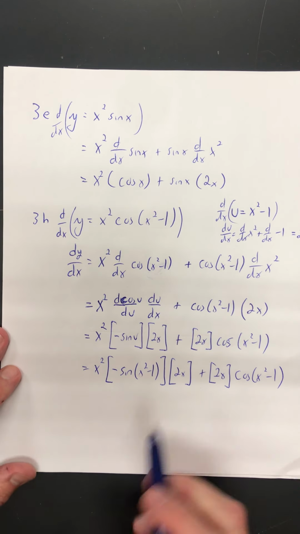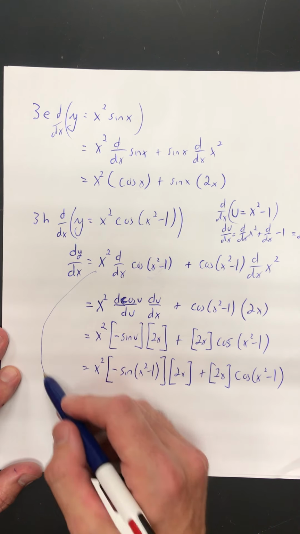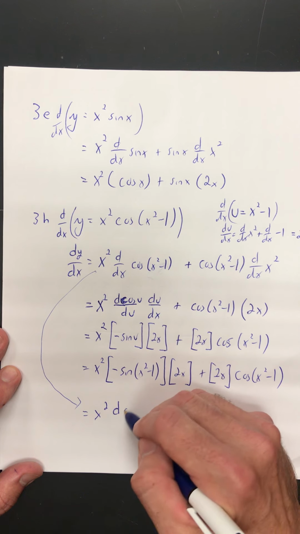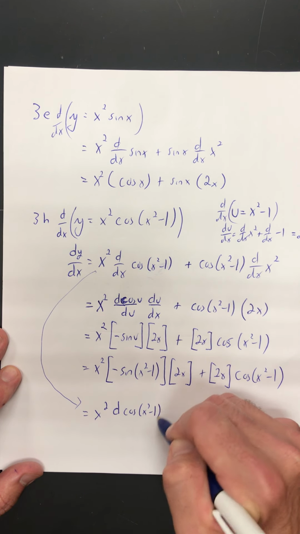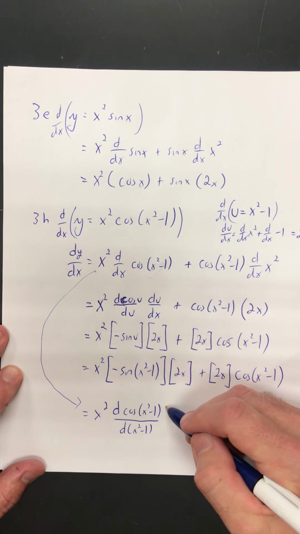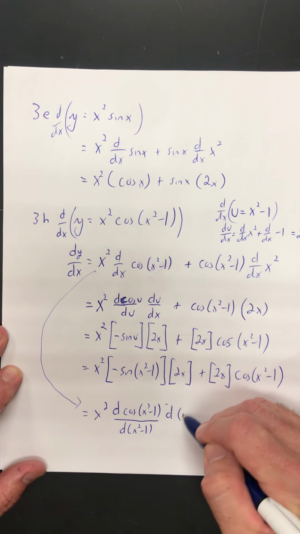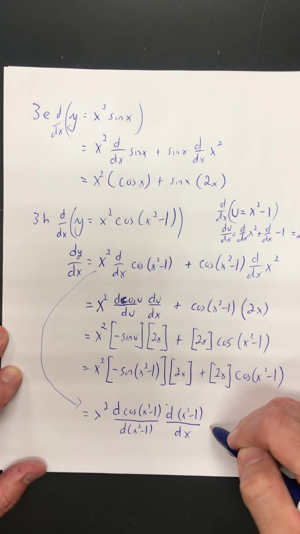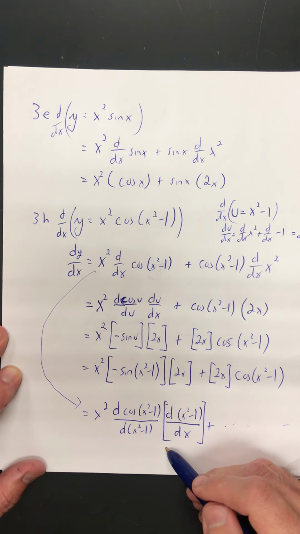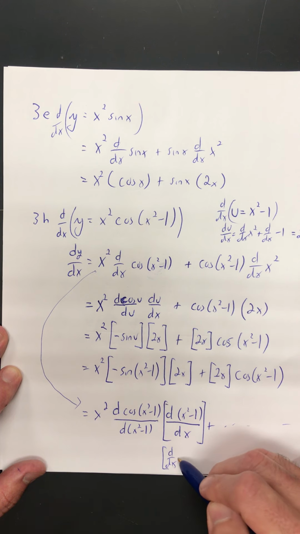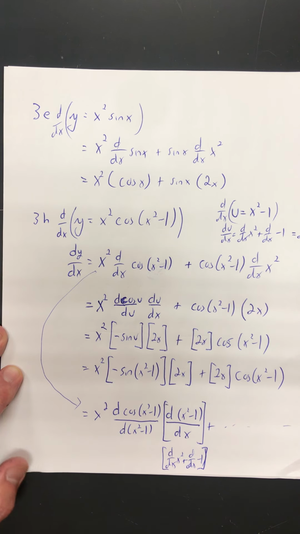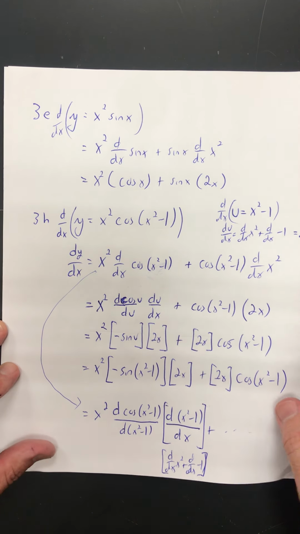All right, now I'll just show this the other way. If I was going to do this the other way, this step would be d cosine of x squared minus 1 over d of x squared minus 1, and then I'd probably put d of x squared minus 1 over dx, and then plus whatever this term would be. And then I'd probably want to have brackets here, because in the next step down, I would have to do d dx of x squared plus d dx of minus 1. And this would just be about grouping and keeping everything in order, but that's the way that would look. So that's h.